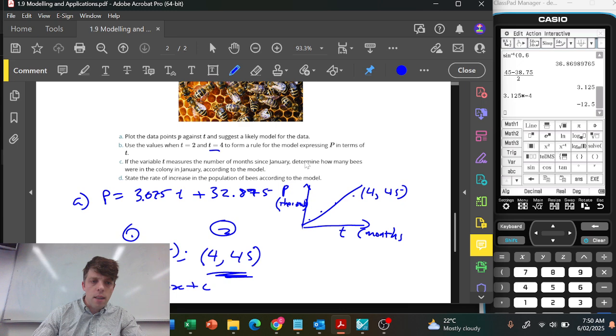It's actually a little bit unclear which model they want us to use. Do they want us to use this model or this model? But it says, if the variable T measures the number of months since January, determine how many bees were in the colony in January according to the model.